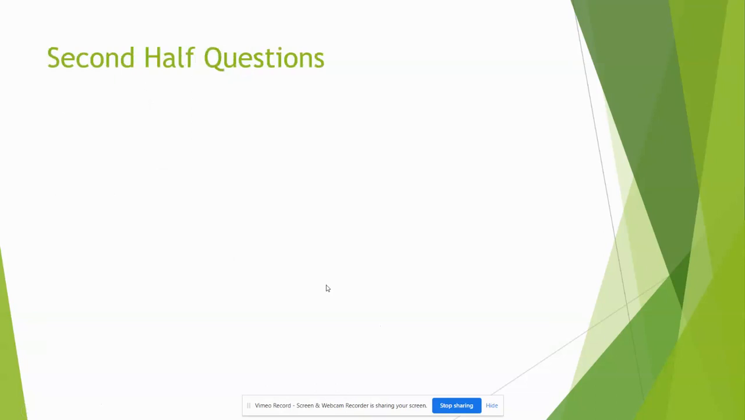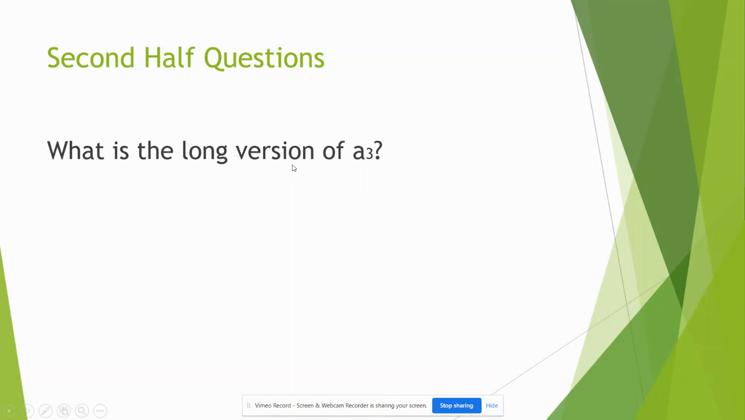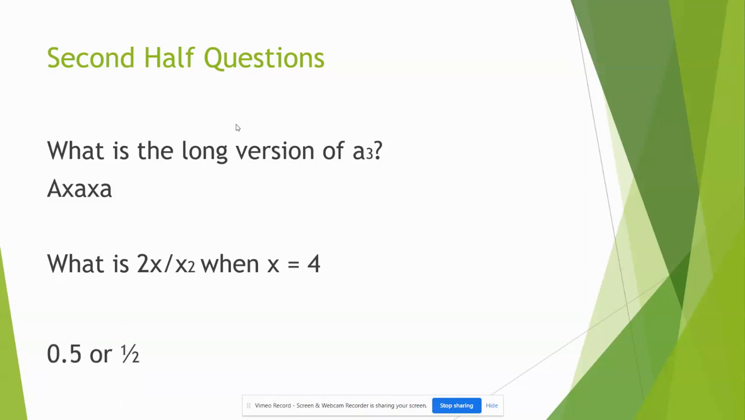Simple! Now we're going to have the second half questions. What is the longest version of a cubed? A times a times a. What is 2x divided by x squared when x equals 4? The answer is 0.5 or 1/2.